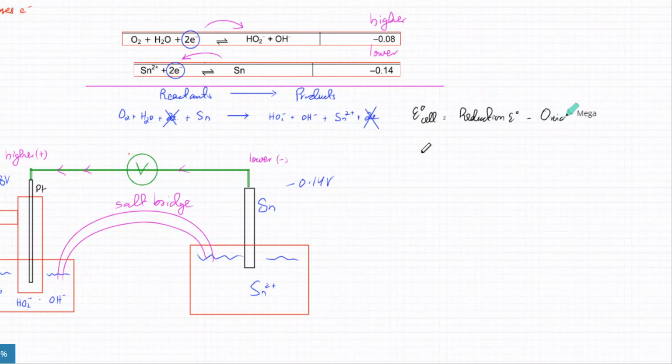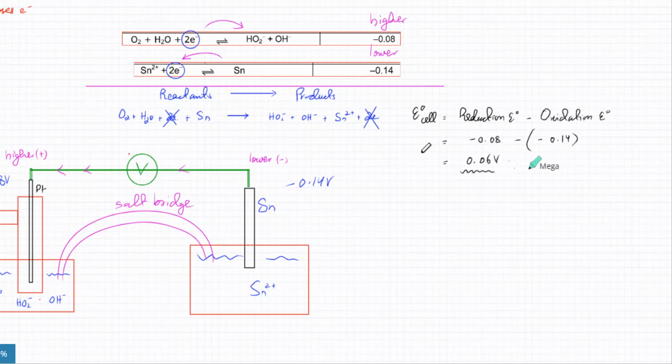But this thing matters: reduction E0 minus oxidation E0. So which one is the higher one? I think it's minus 0.08. Yes. And the lower one is minus 0.14. So what would I get? I think 0.06 volts, right? So I'm going to get 0.06 volts, and that's the E0 cell.